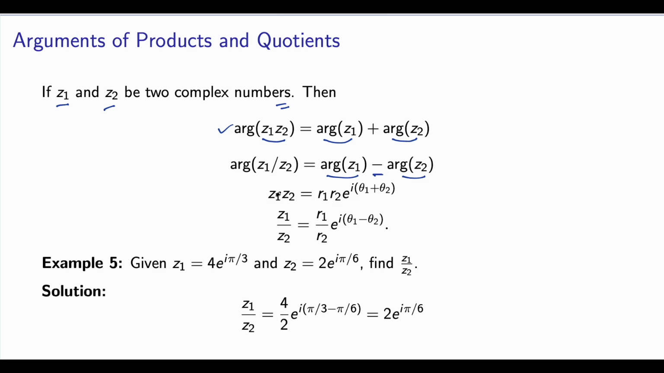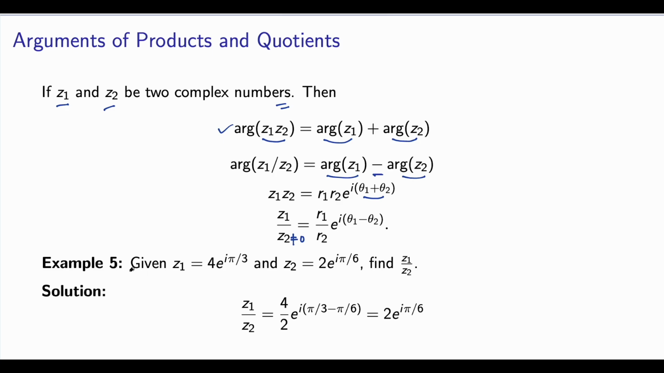So already we have seen that the product of complex numbers z1 z2 is equal to r1 r2 e power I (theta 1 plus theta 2), and z1 by z2 is equal to r1 by r2 e power I (theta 1 minus theta 2), provided z2 is not 0, right?